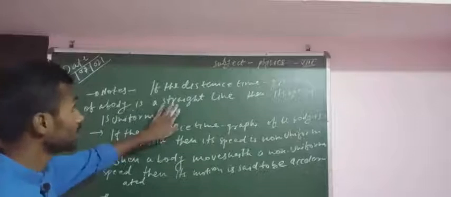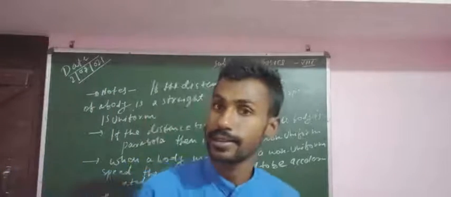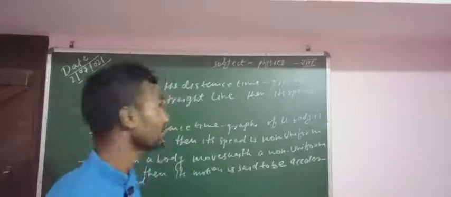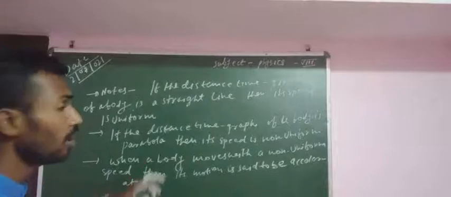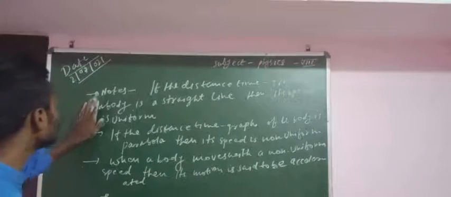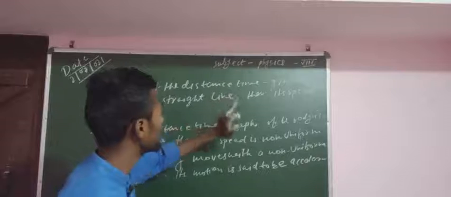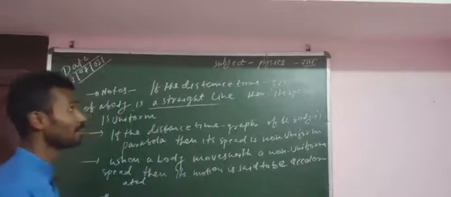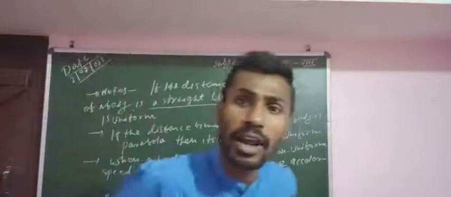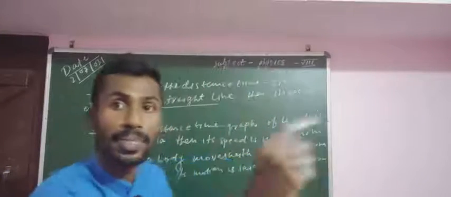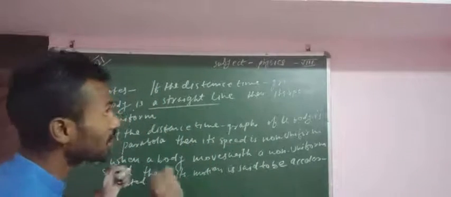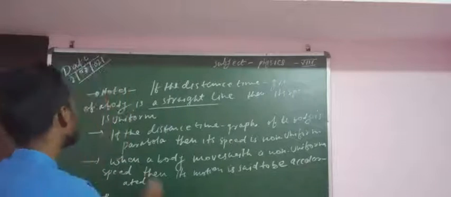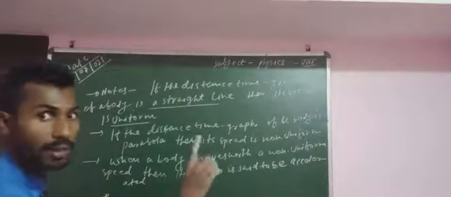Some markable points. These are the important points. I think you should remember these points. Questions may sometimes be asked as MCQ types, or fill in the blanks, or true or false. Suppose the distance time graph of a body is a straight line, the question is whether the body is in uniform motion or non-uniform motion. So you can see that the body is in uniform motion.